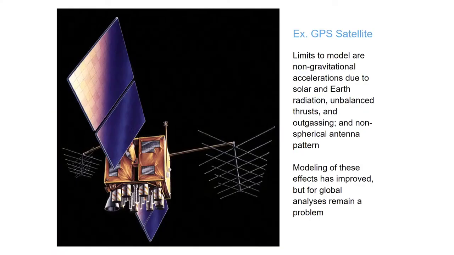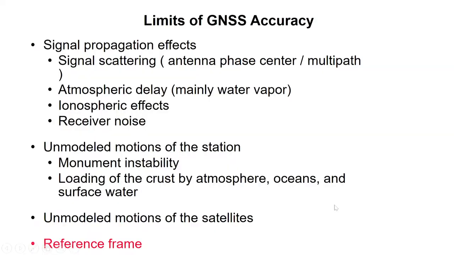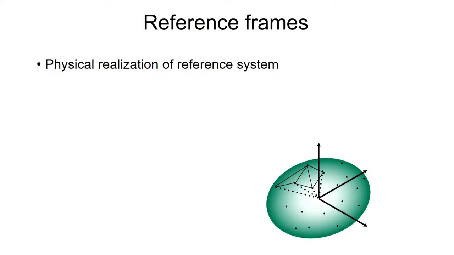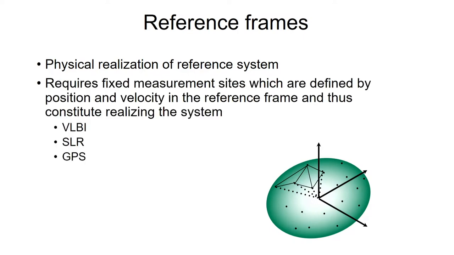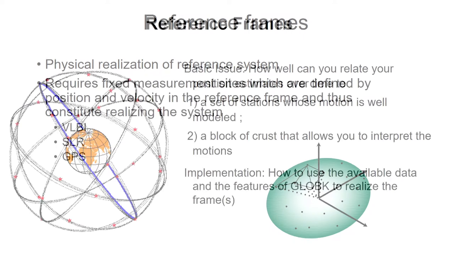Then another unmodeled motion of the satellite, as I talked about, is solar radiation pressure, unbalanced thrust, outgassing, and non-spherical antenna pattern. Okay, so these are some unmodeled effects. And the reference frame, I already talked about, so I will not go into it again here.